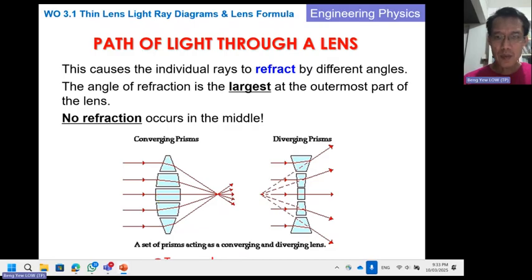Here is something for you to think about. If we model a lens as one that is made of different prisms, does dispersion occur?